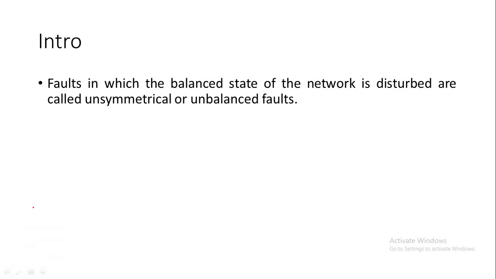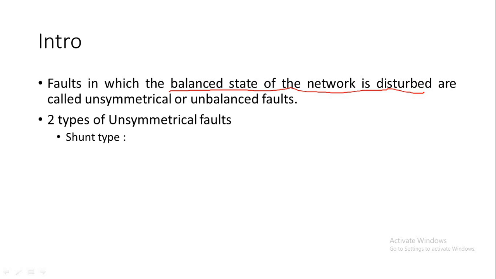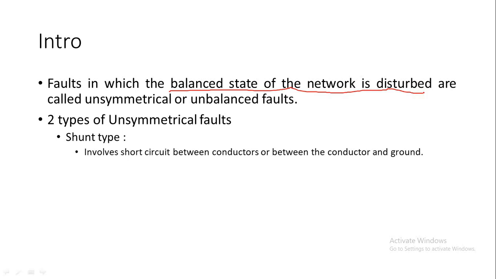That is, faults in which the balanced state of the network is disturbed are called unsymmetrical, or unbalanced, faults. There are two types of unsymmetrical faults. One is the shunt type of fault. Shunt type faults involve short circuit between conductors or between the conductors and ground.